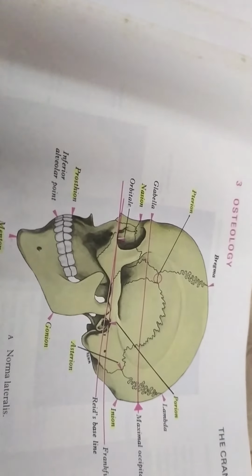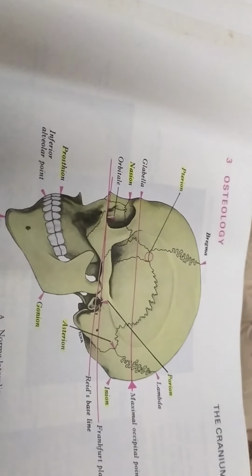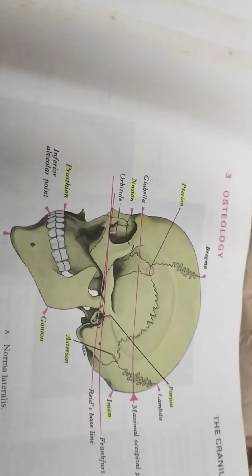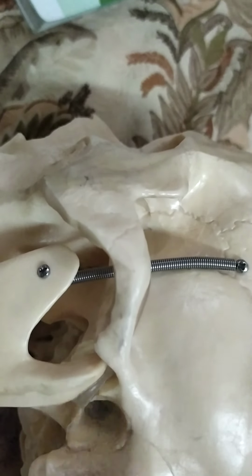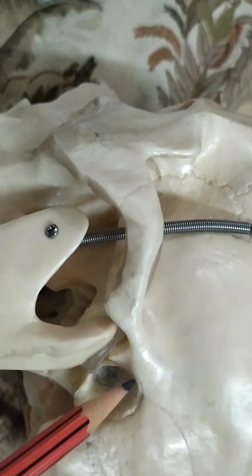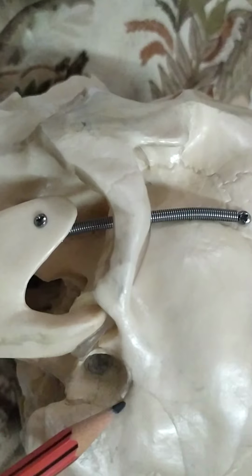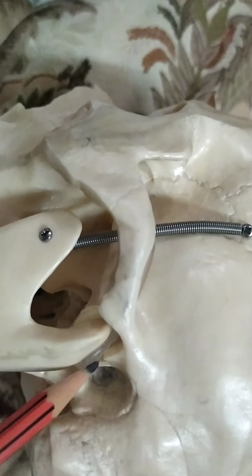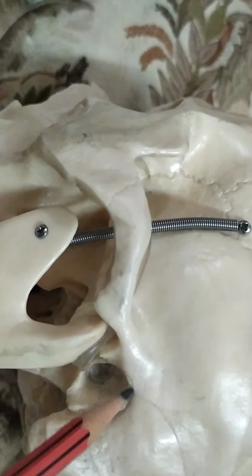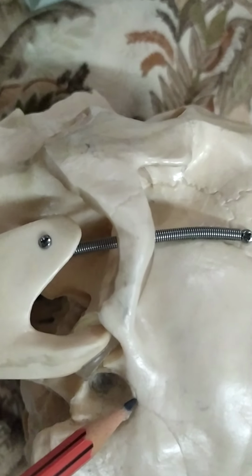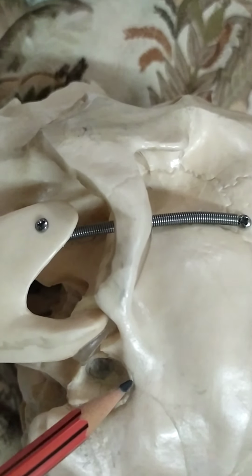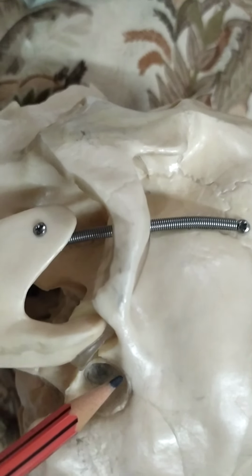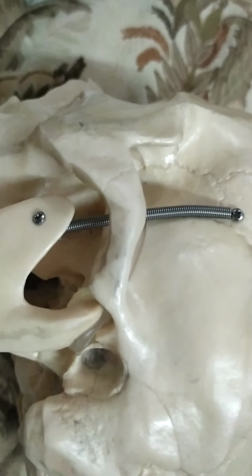Point number 9 is basically PORION. Now PORION is the point located at the upper margin of the external auditory meatus. Now see, in an original skull, this is the external auditory meatus and this is its upper margin. Exactly over here, somewhat midway on the upper margin of the external auditory meatus, you have a point termed PORION.